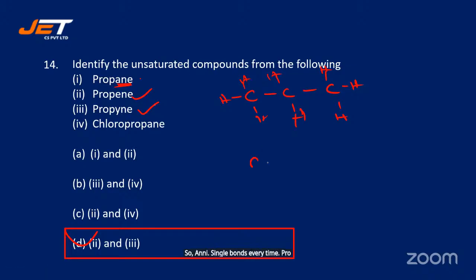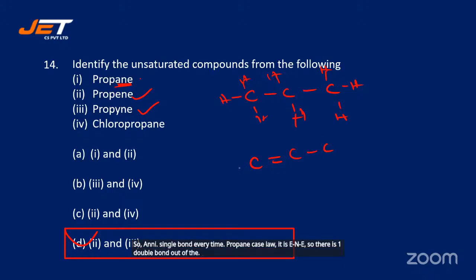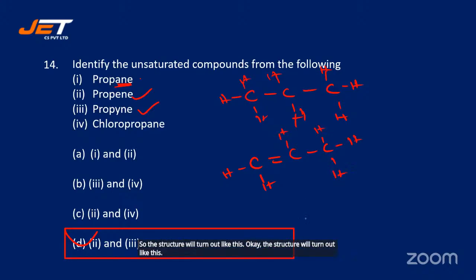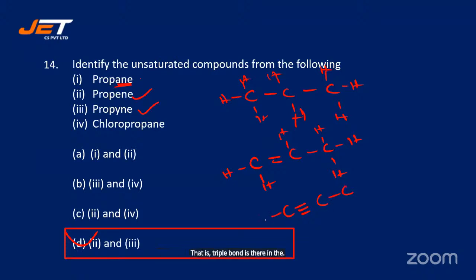ప్రోపీన్ కేసులో ఇట్ ఈస్ ENE. సో దెర్ ఈస్ వన్ డబల్ బాండ్ అవుట్ ఆఫ్ ది 3. సో ద స్ట్రక్చర్ విల్ టర్న్ అవుట్ లైక్ దిస్. ఓకే, ద స్ట్రక్చర్ విల్ టర్న్ అవుట్ లైక్ దిస్. Next, third option వచ్చేసరికి it is propyne. That is there are 3 carbons, that is triple bond is there in the structure. Because of the triple bond, the structure will become like this. Okay, this is the third compound.